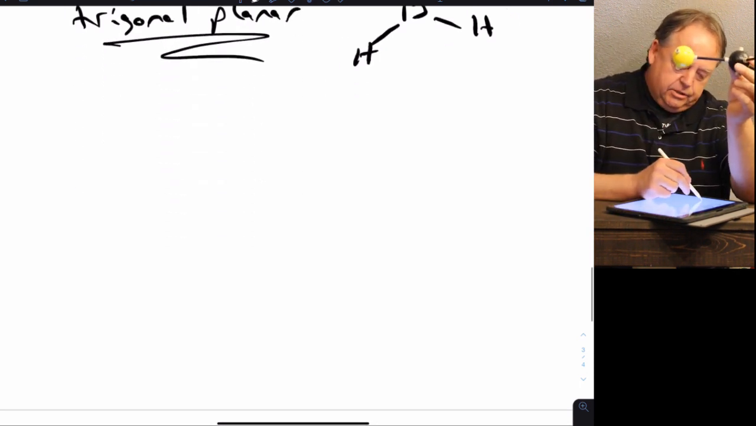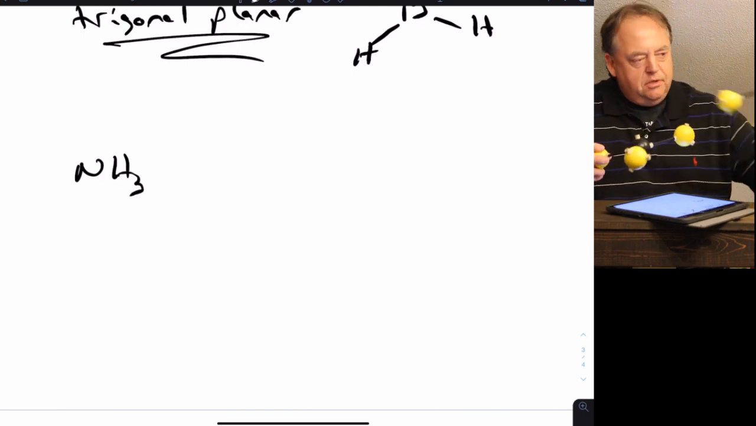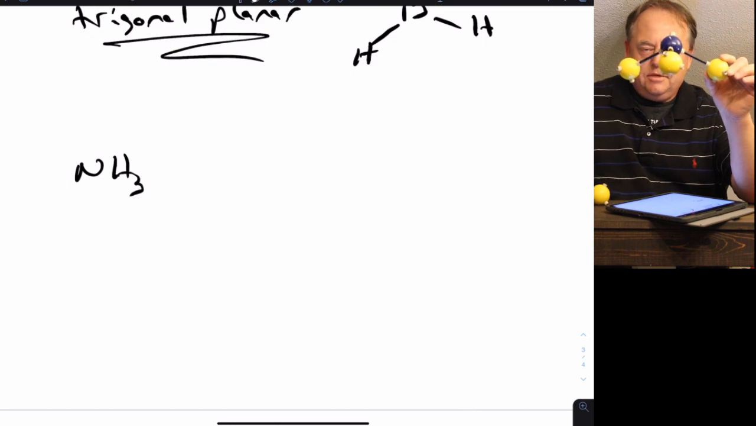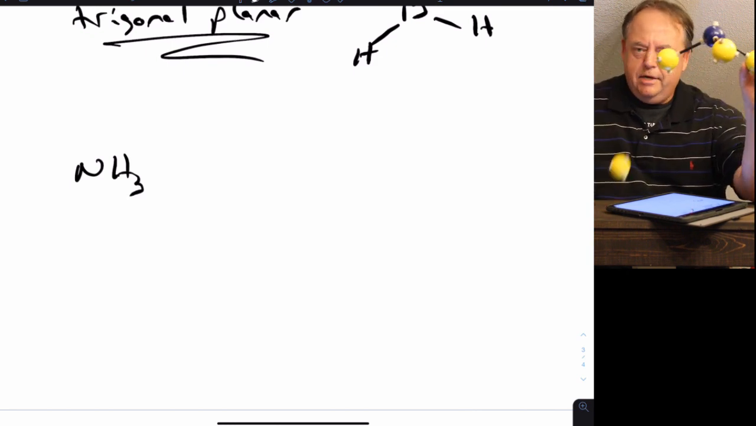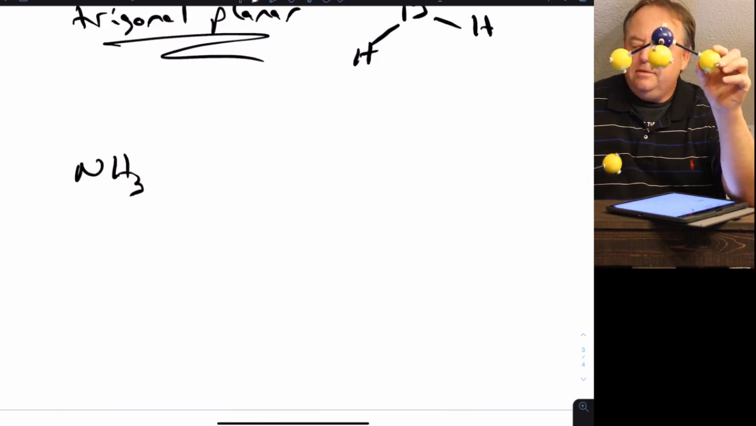Okay, so if we take NH3, so a nitrogen with 3 things attached, but it's not linear, it's not flat. This is pyramidal. So what's the difference? Why is BH3 flat and NH3 is not flat?